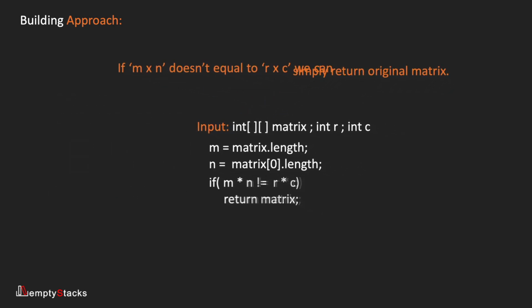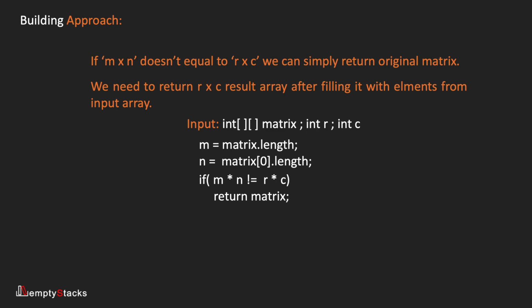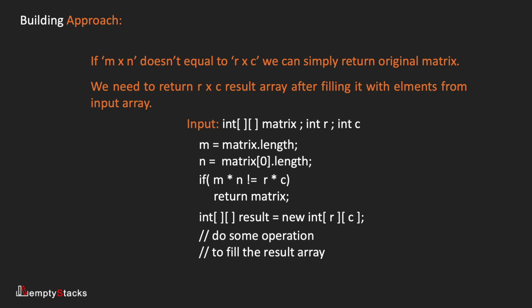Let's move further. Say the product is the same. Now we need to return a new result array of size r cross c after filling it with the elements from the input array. So we can add the next part to our pseudocode where we initialize the result array of size r cross c, then we do some operation to fill this result array and finally we return it.